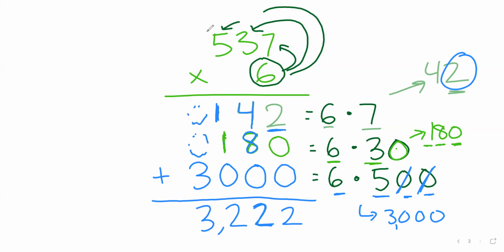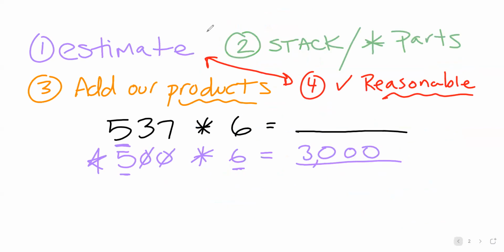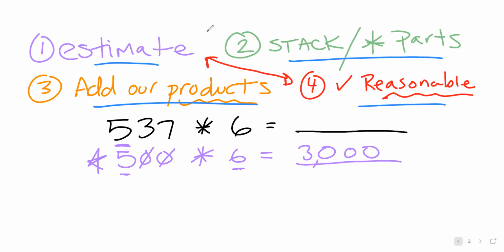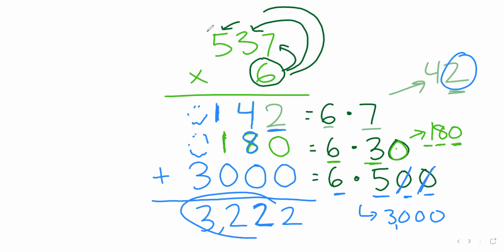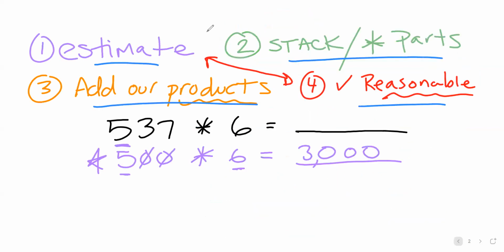So there's my answer. Now, if we go back to the steps, it says estimate, stack, multiply, add our products. I guess I should have done that in orange. And now we check if it's reasonable. Well, I'm going to put the answer right here. Let's look: our estimation was 3,000 and our answer itself was 3,022.